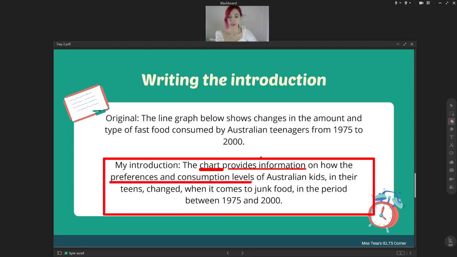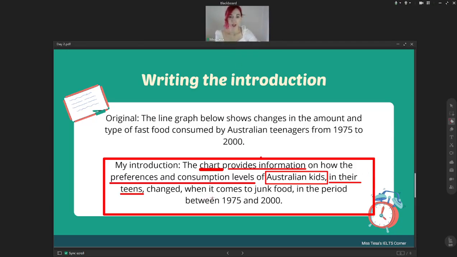I stuck with preferences and consumption levels. What did I change? I changed this one here. Australian kids, and then I used a noun clause. This is what makes the sentence complex. We have here this clause, in their teens. And this is a relative clause that describes the noun Australian kids, or kids, right? So in their teens means that they are teenagers. And I used a special clause to describe the kids even further, right? So I didn't say teenagers who live in Australia. I said Australian kids in their teens.